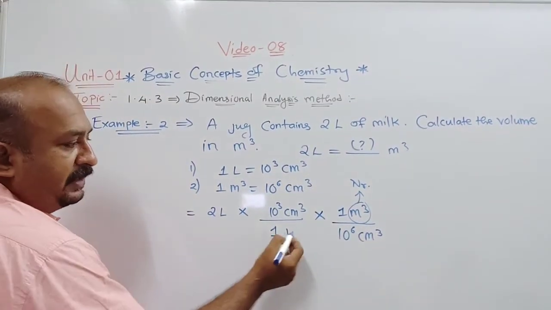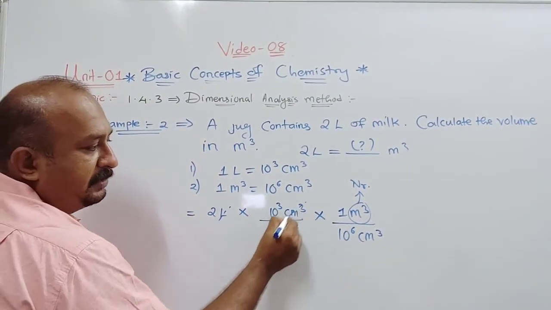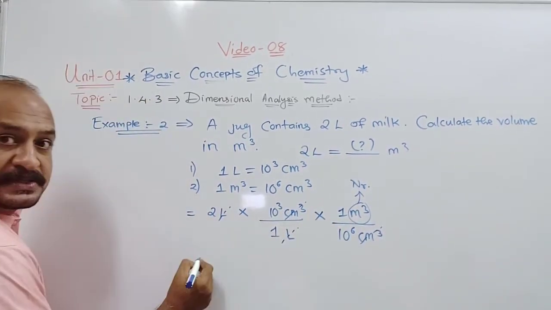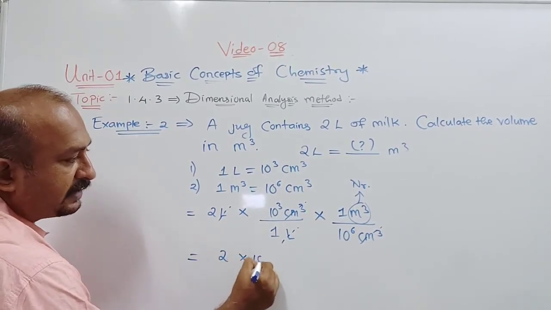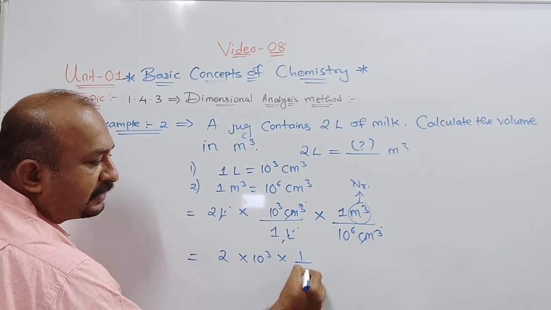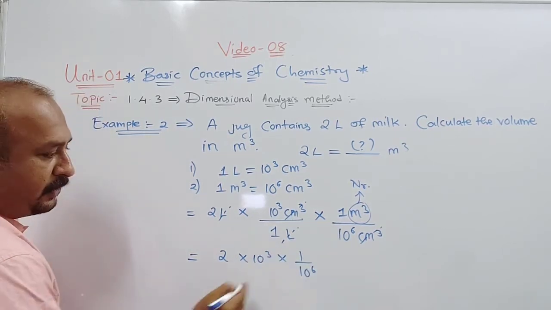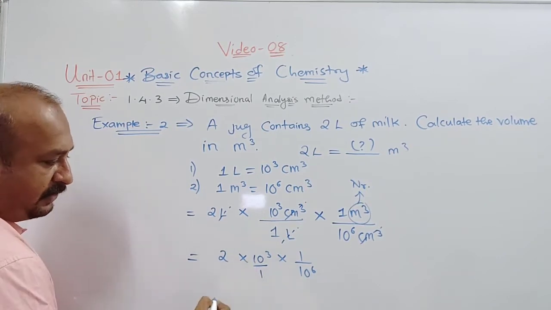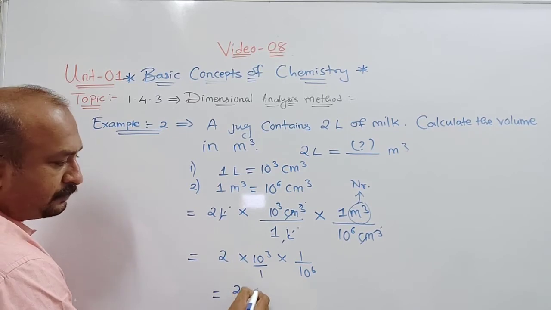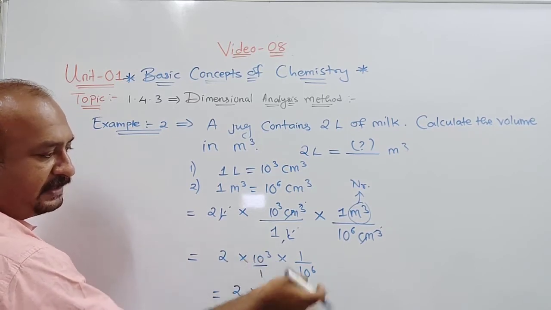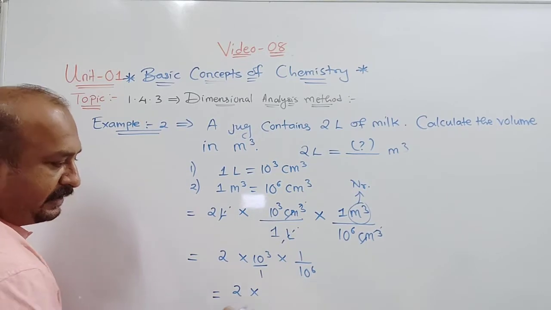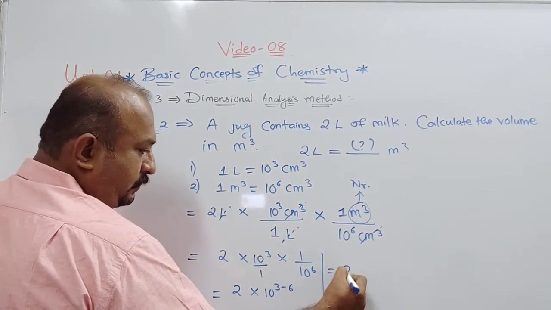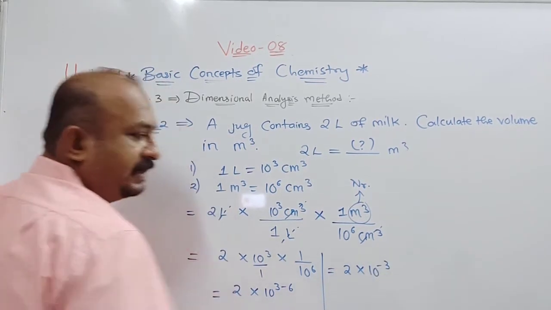Now what to do? Very simple. Liter will get cancelled. Centimeter cube, units I am talking about, get cancelled. Now what is remaining? So you can see here, that is 2 into 10 raised to 3 into 1 upon 10 raised to 6, like this what I am talking about. Now I think you know this identity, what to do. So I will just subtract this. So what it will be? 10 raised to 3 minus 6, which is equal to 2 into 10 raised to minus 3, like this.